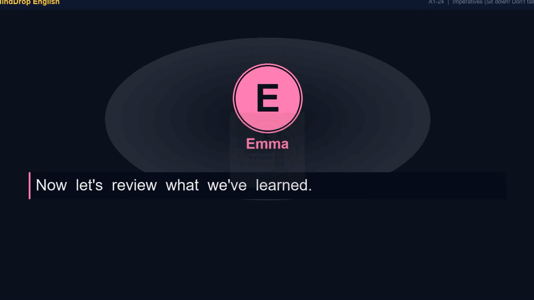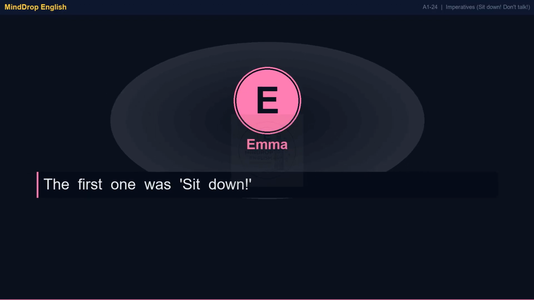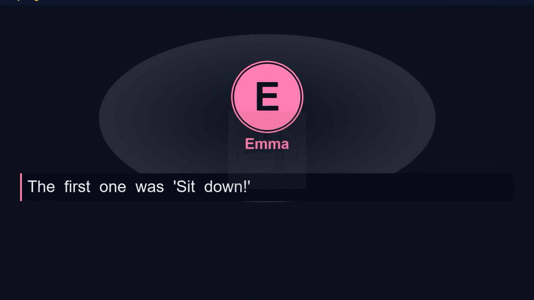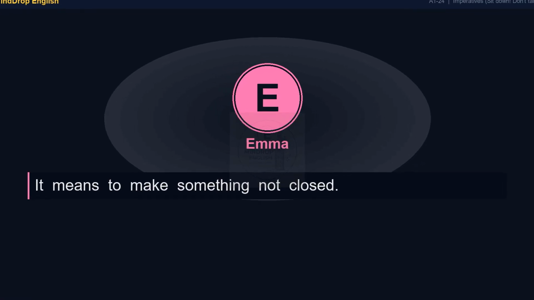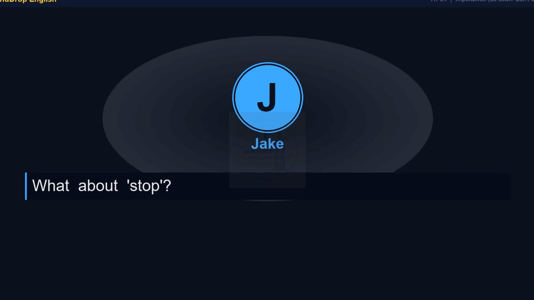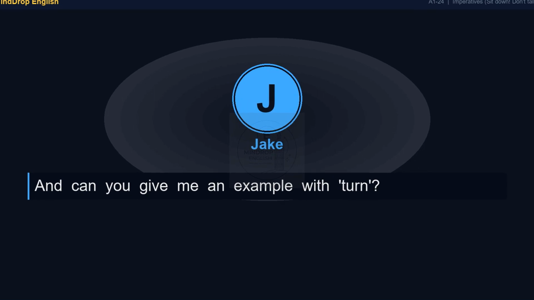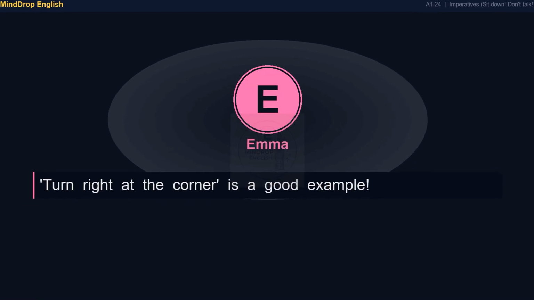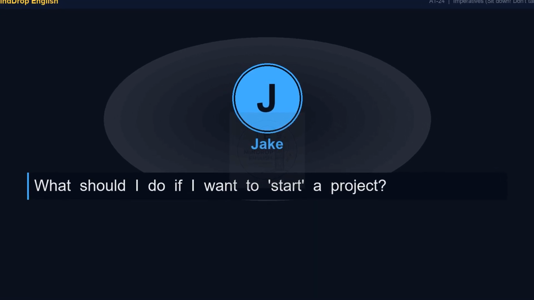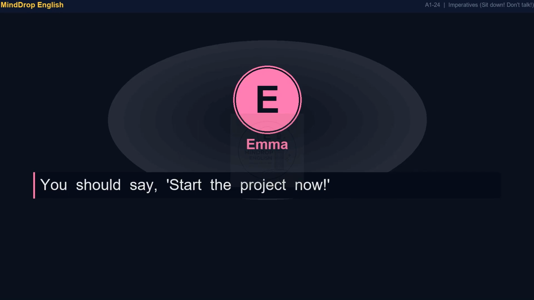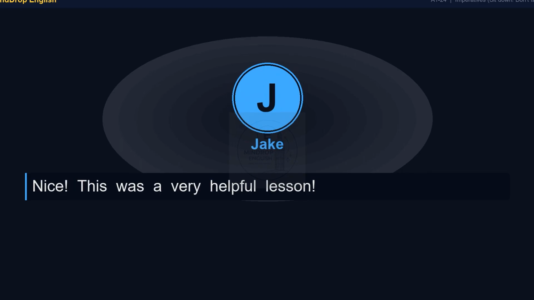Now let's review what we've learned. Sure. What's the first imperative we learned? The first one was, sit down. Great. And what does open mean? It means to make something not closed. What about stop? It means to cease doing something. And can you give me an example with turn? Turn right at the corner is a good example. What should I do if I want to start a project? You should say, start the project now. Nice. This was a very helpful lesson.